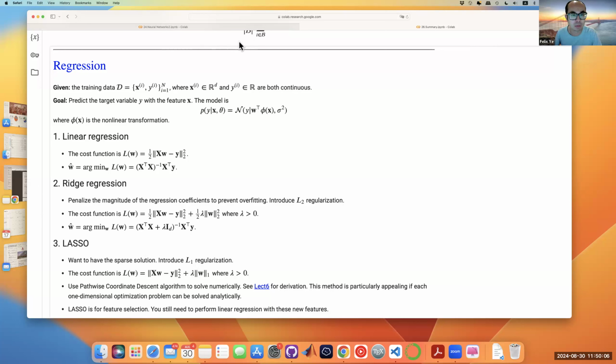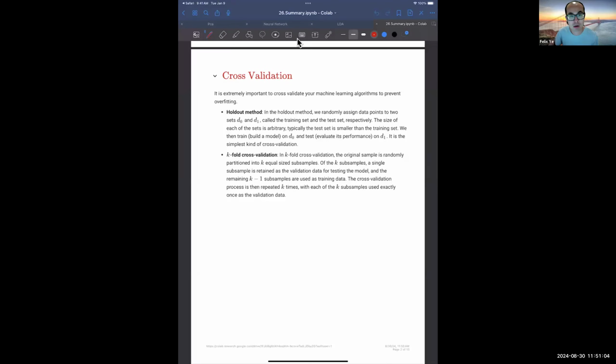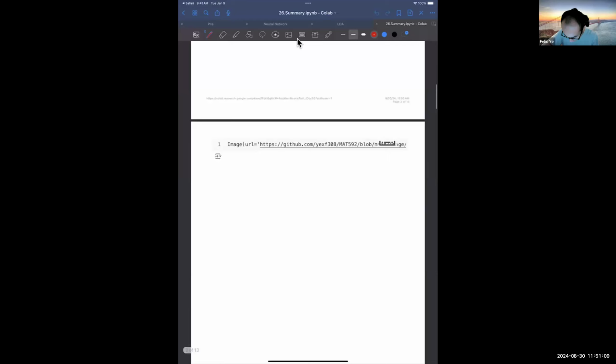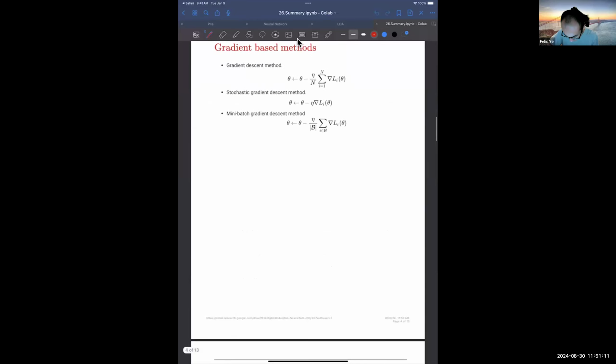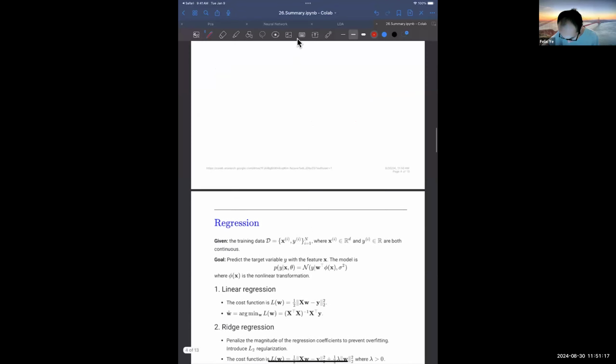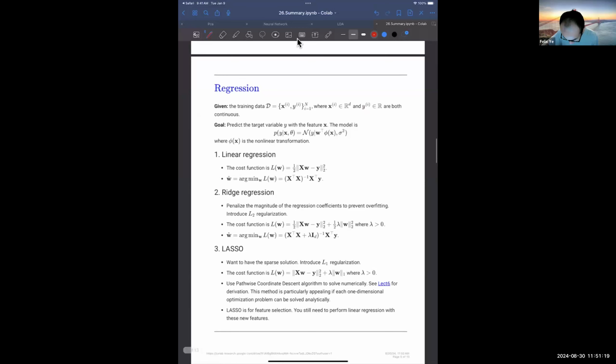Okay, let me just use the notebook. I think that might be easier. Just a second. Okay, so I can write it directly on it, so it will be easier. So this is all the methods that we have talked about: gradient descent, stochastic gradient descent, mini batch gradient descent.